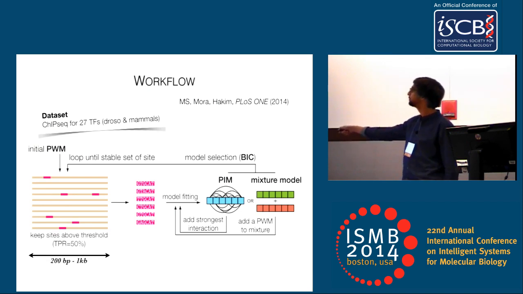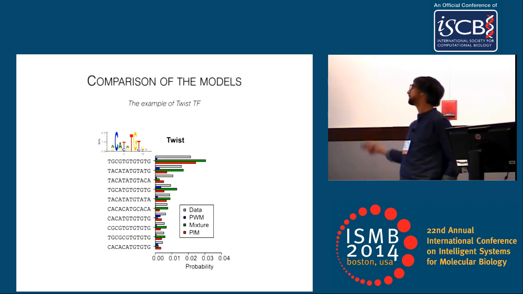Once we have the good models with the good number of parameters, we loop: we scan again the sequences for binding sites, have new binding sites, and do that again until we converge to a stable set of sites with a corresponding model. So this way we have PWM, PIM, and mixture model.